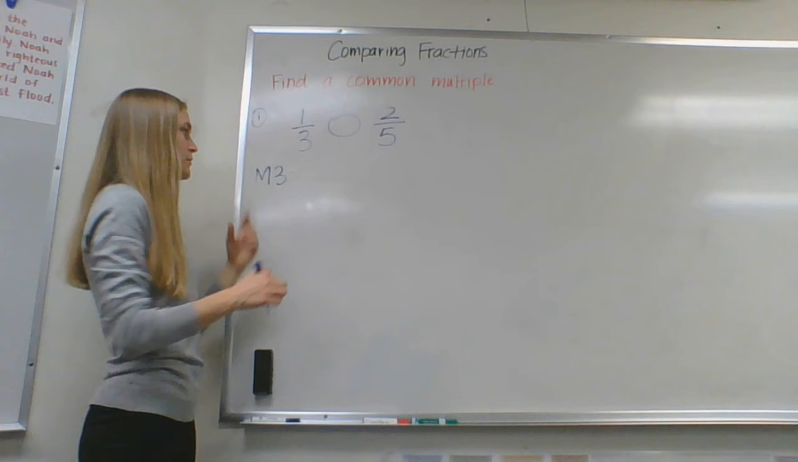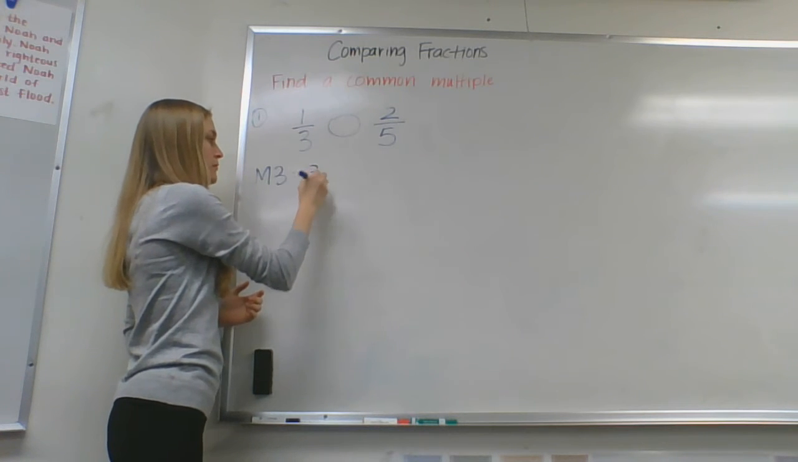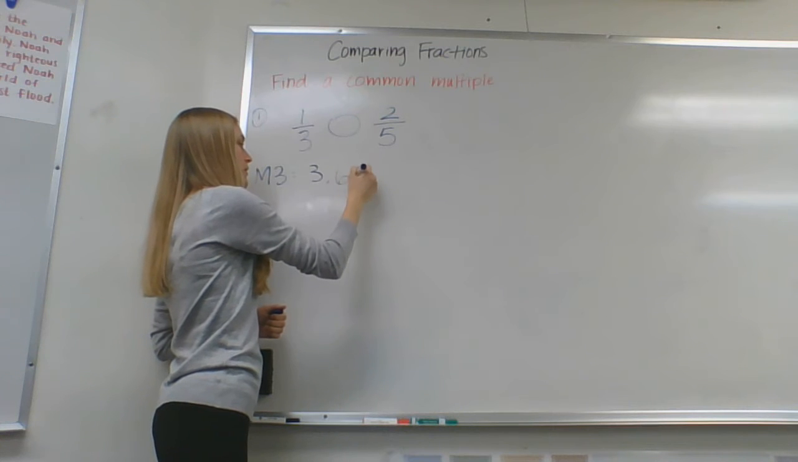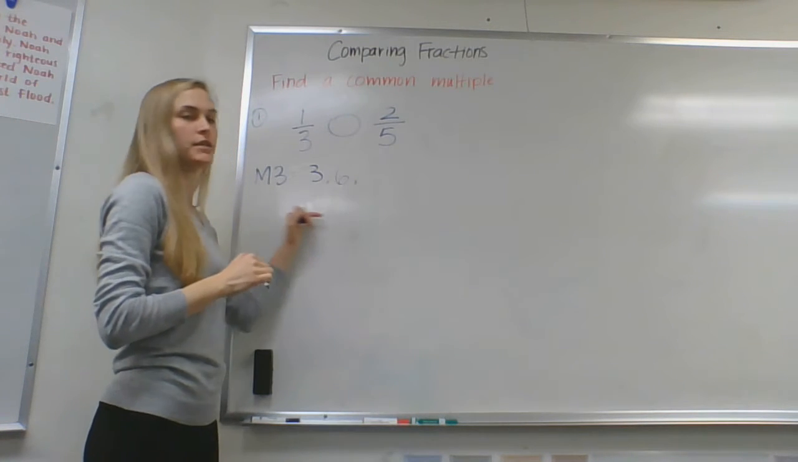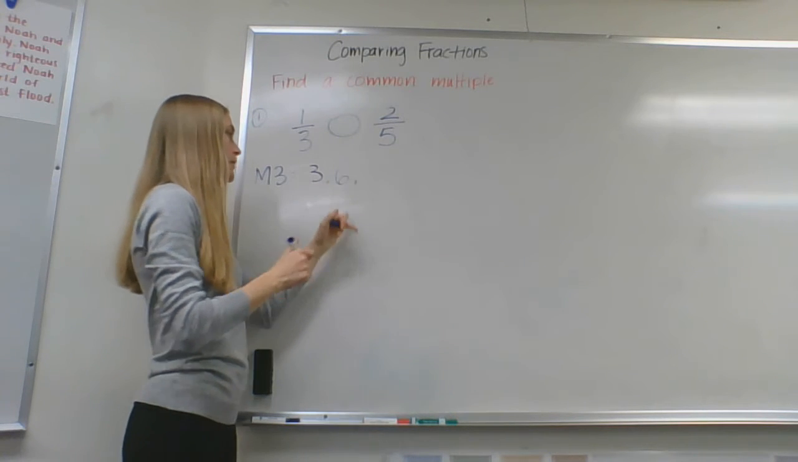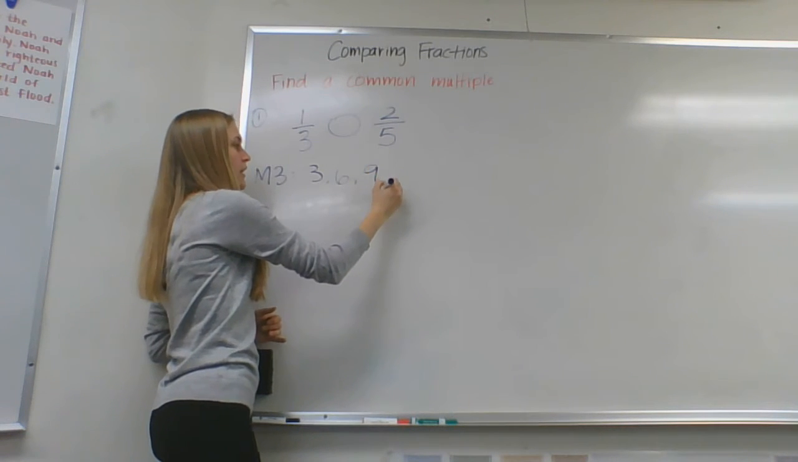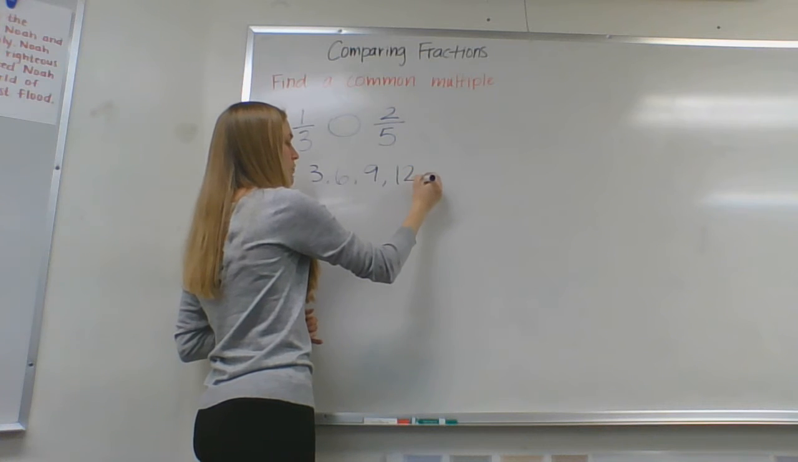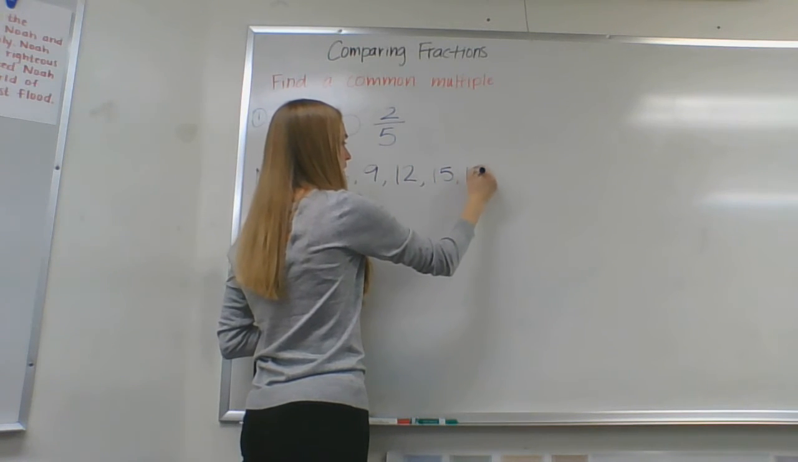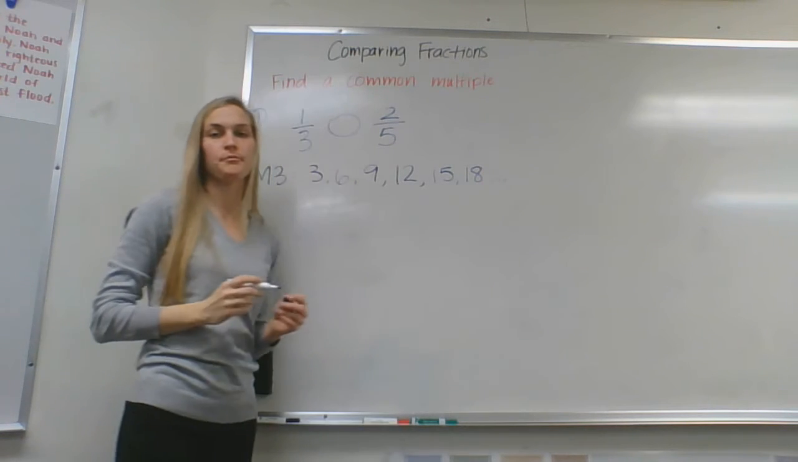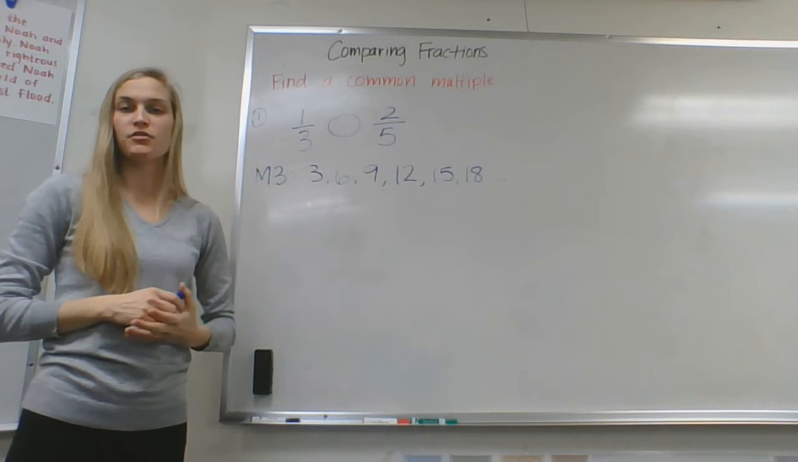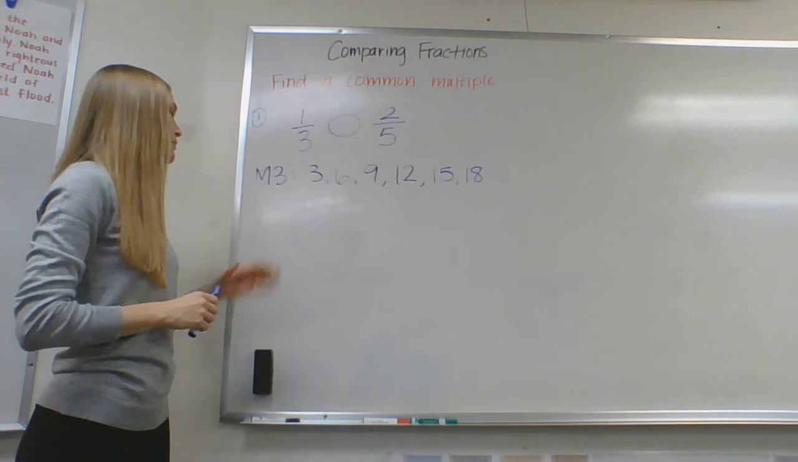So for example, 1 times 3 is 3. So 3 is a multiple of 3. 2 times 3 is 6. So it's basically going to be counting by 3s to find the multiples of 3. So we got 3, we got 6, we got 9, 12, 15, 18, and so forth.